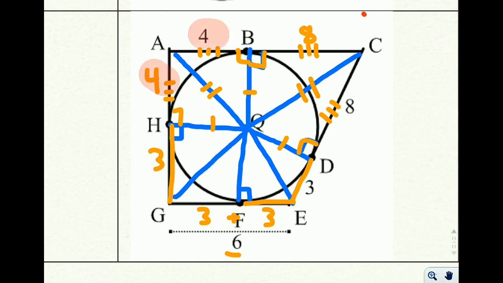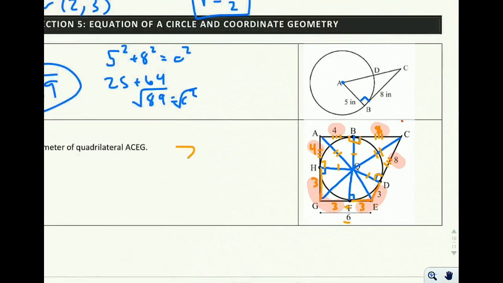So 4 plus 4, we have 8. 8 more is 16, 8 more is 24. Add 6 more to get 30. 6 more after that, 36. So our perimeter here is 36.